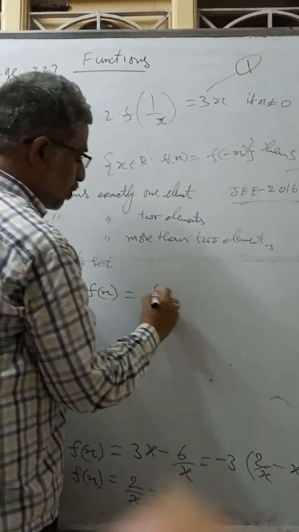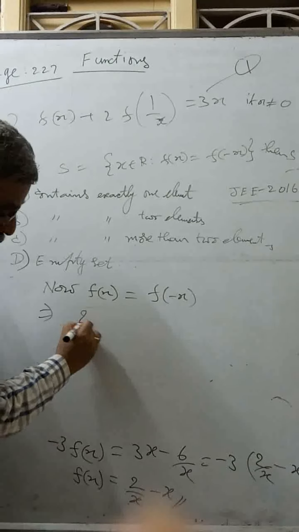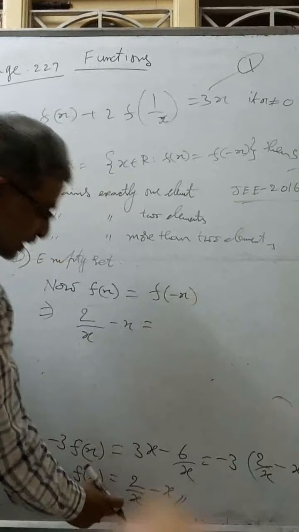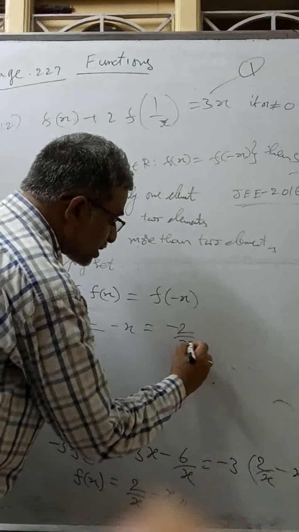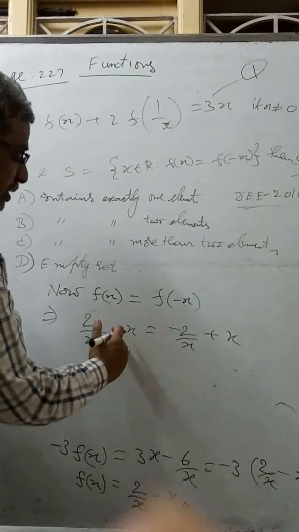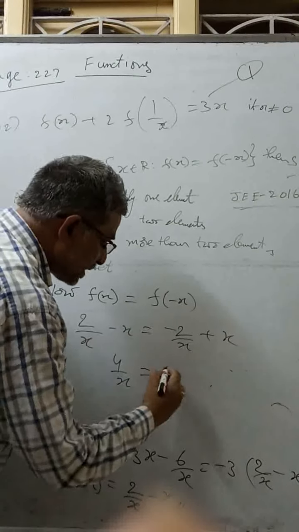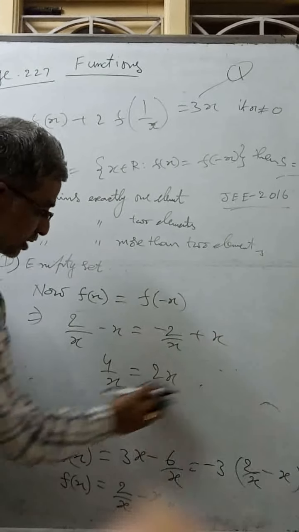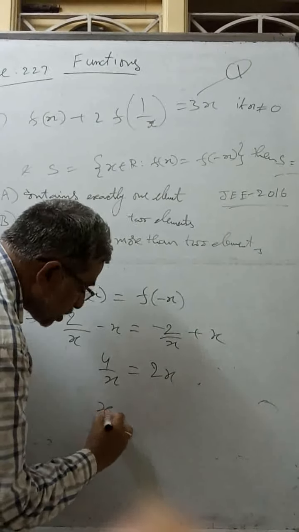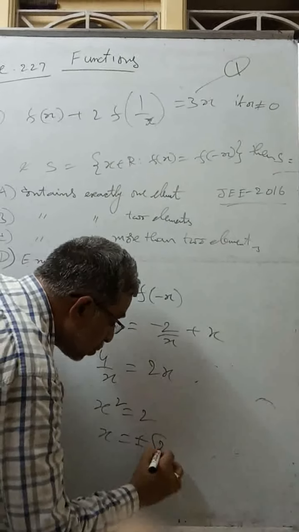Now f of x equal to f of minus x implies 2 by x minus x equals, if I substitute minus x in this, minus 2 by x plus x. Now bringing all to one side, this to this side and that to that side, becomes 4 by x equal to x plus x, 2x. So this x goes to that side, and I will cancel 2 times. So x square equals 2, so x equals plus or minus root 2.